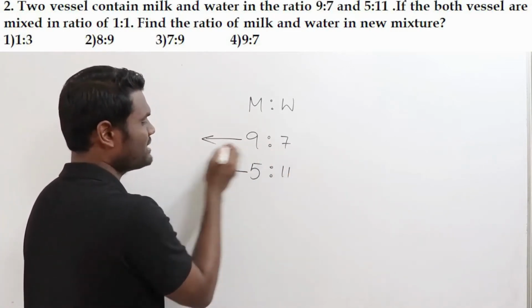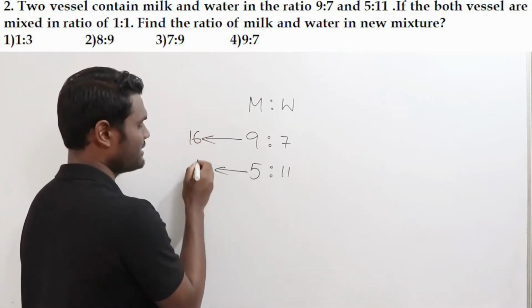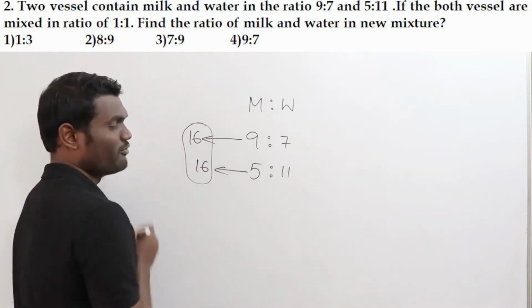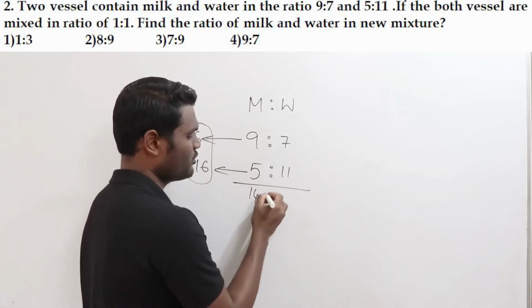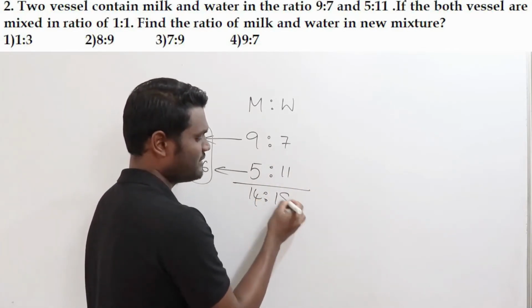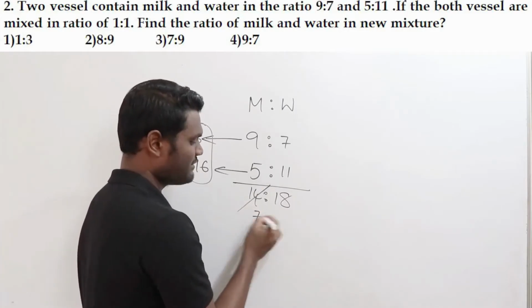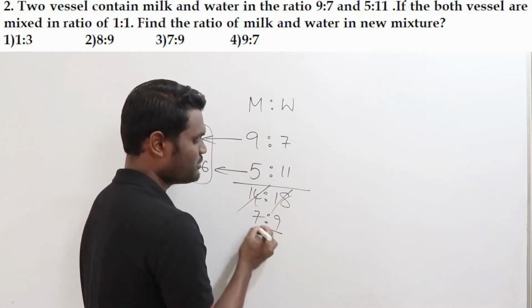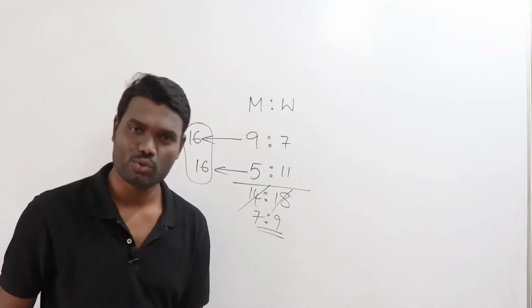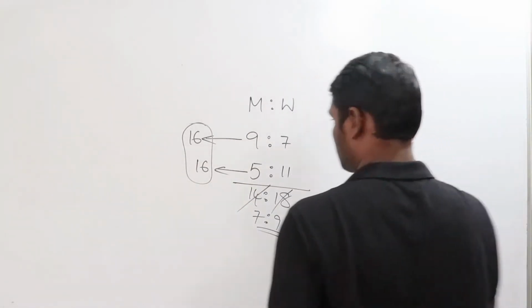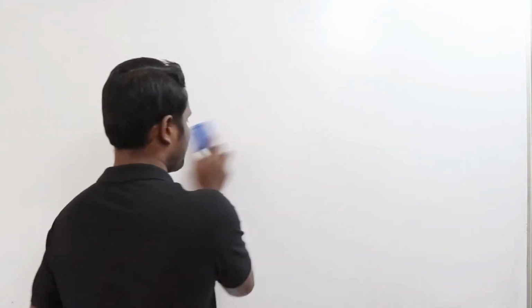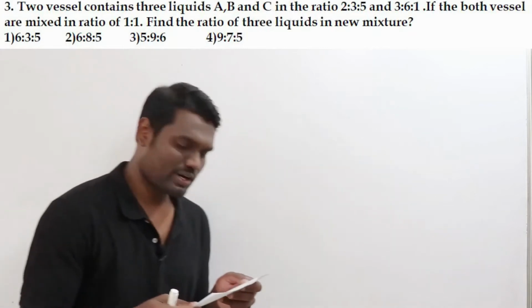Now if you look here, 9 plus 7, this will be 16. 5 plus 11, this will be 16. Now both are same. When both are same, directly you can add them. 9 plus 5, this will be 14. Next 7 plus 11, this will be 18. So 2 goes over here 7 times, 2 goes over here 9 times, which means we can say that ratio is nothing but 7:9. So simple questions. Let us look at the next one as well. Let us look at the next question.